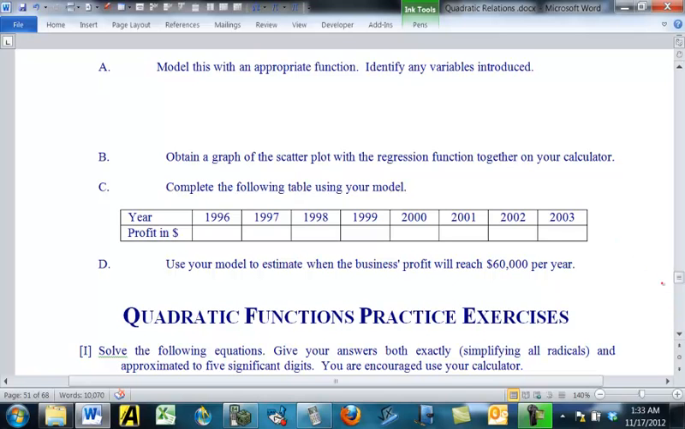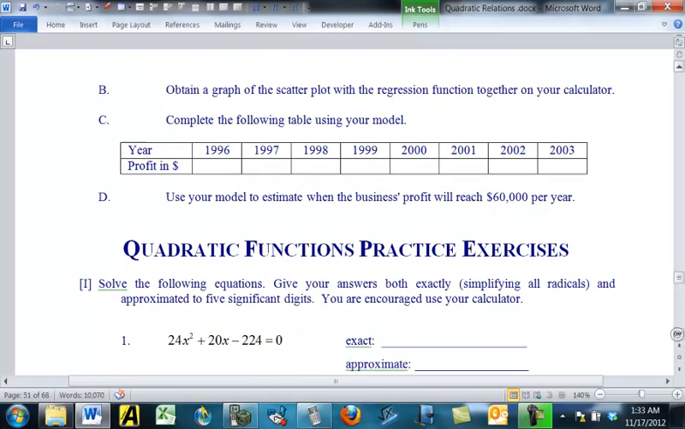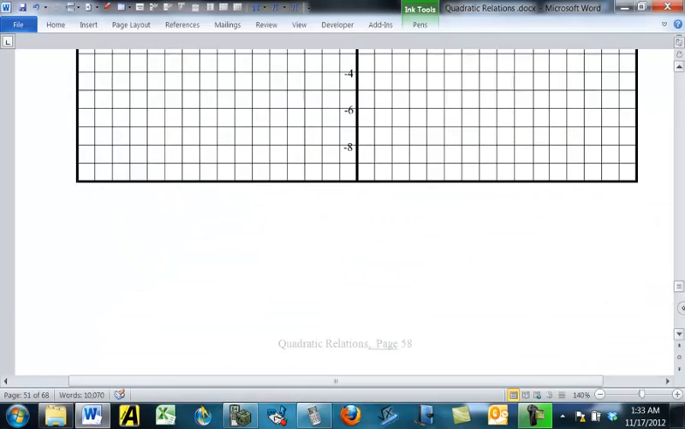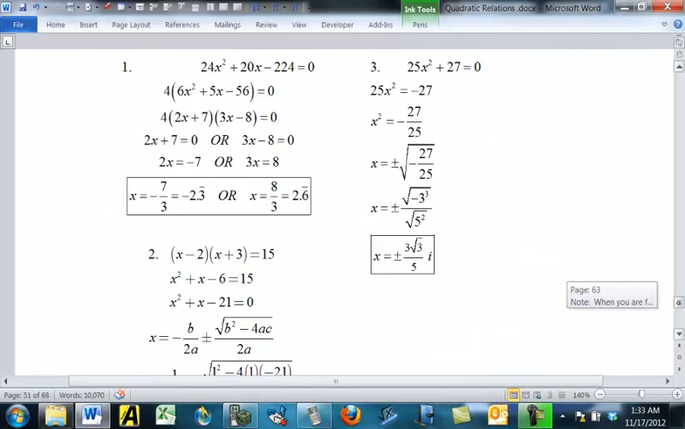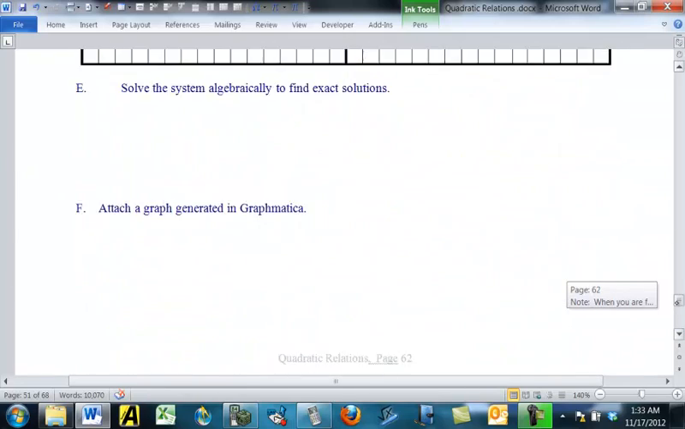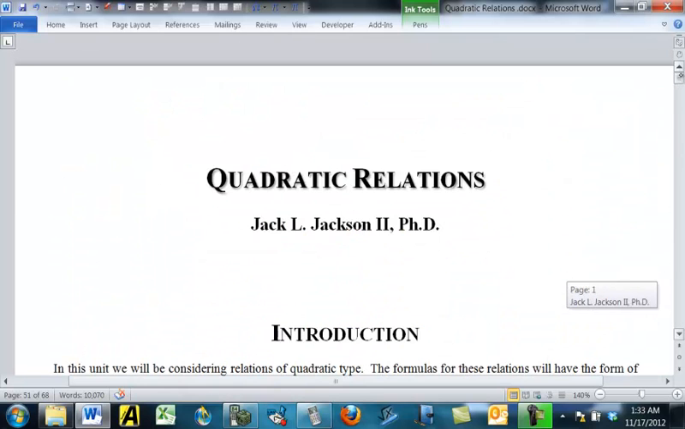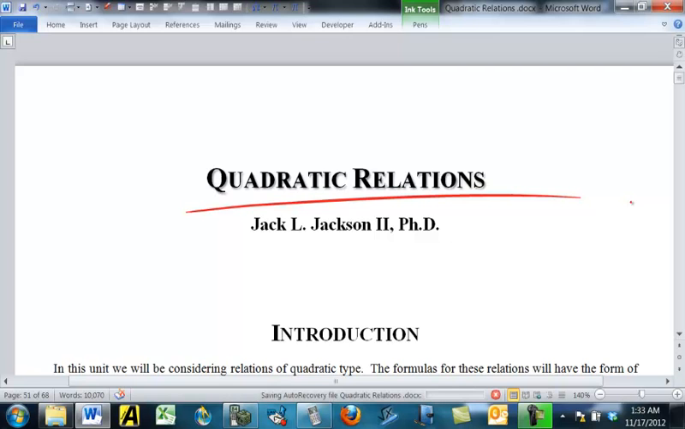Okay, so I'm going to wrap this up now. There are a bunch of practice exercises here, and you should work all these exercises or review over several problems, and then I have some solutions to that at the end. So you can go back and check yourself by looking at the solutions. I'll get this posted, and so there we talked about quadratic relations, and we can see some of their characteristics and some of their applications.